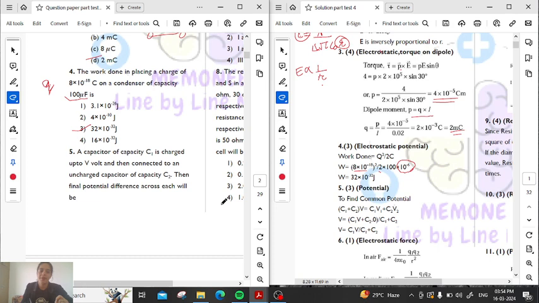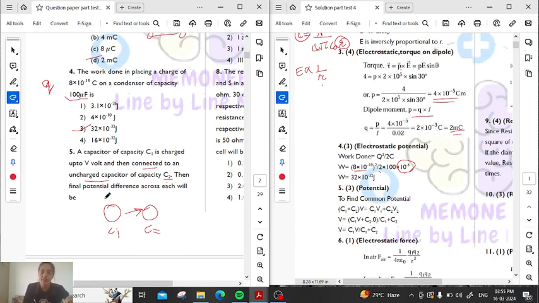It is a capacitor of capacity C1. Again, what have they given us? Capacity C1 is charged up to V volt, then connected to an uncharged capacitor of capacity C2. Basically we have suppose two capacitors. This is our C1 and this is our C2. So what they did is they charged this particular C1 with some voltage V and then connected it to this C2, which is completely uncharged. So, okay, we got the scenario.